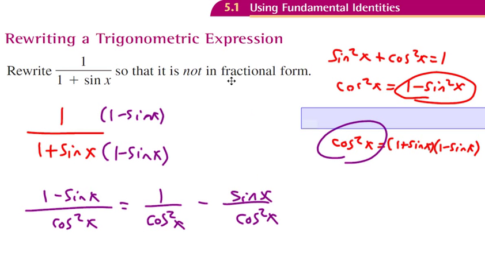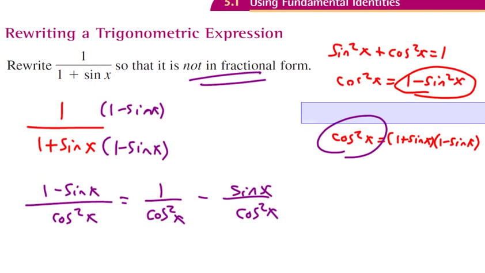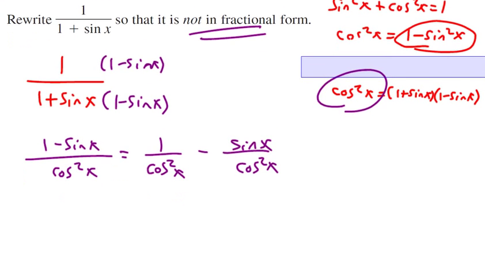Let's remember, we're trying to write this so it's no longer in fraction form. Once the fractions are gone, then we are done. Check it out. Look at 1 over cosine squared of x. Well, what's 1 over cosine? That's the same thing as secant. So I'm going to replace this with secant squared of x. See, we just got rid of the fraction. And now check this out.